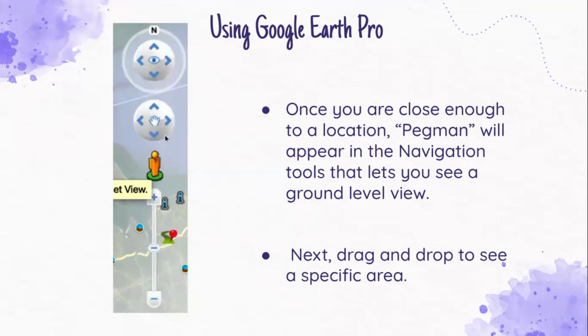So if you don't want to use your keys, this is what the navigation tools look like inside of Google Earth Pro. These are what you would use to move the globe around. Both of these are for the globe. This one just moves faster. And this is the hand where you would click on the earth and you can see the different areas. Once you start zooming in with these buttons and get close enough to the ground location, you can click on this and drag and drop it to a specific area that you want to see, and it will show you the ground level view.